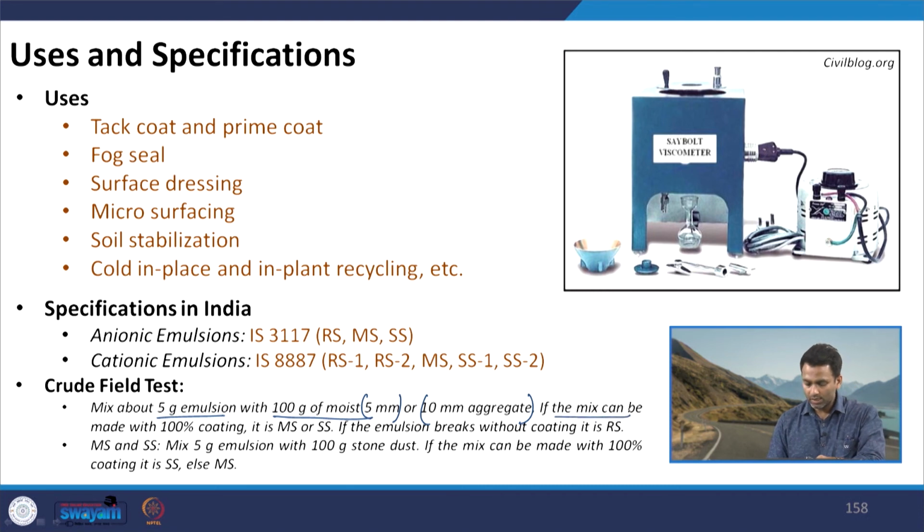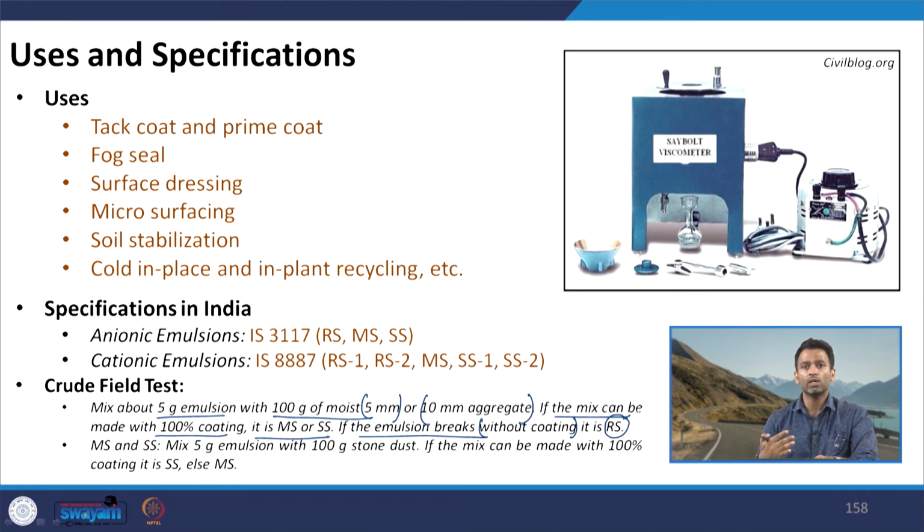So, if the mix can be made with 100% coating, so if we can achieve the coating, it is medium setting or slow setting emulsion, alright. And if the emulsion breaks without any coating, which means the coating is not achieved, which means the emulsion which we are using is a rapid setting emulsion. Now, let us say that the emulsion which we have used was able to coat. So, it says it can be either medium setting or slow setting.